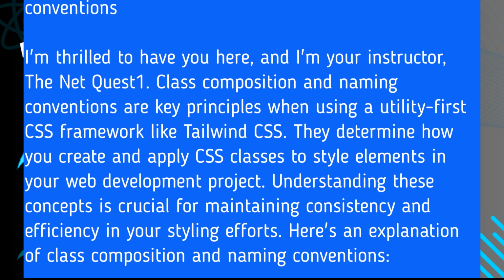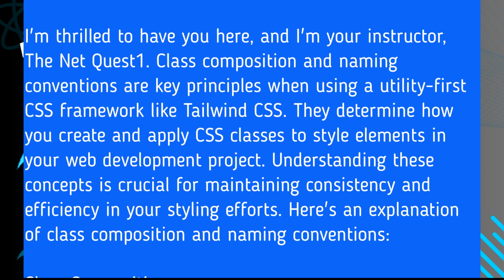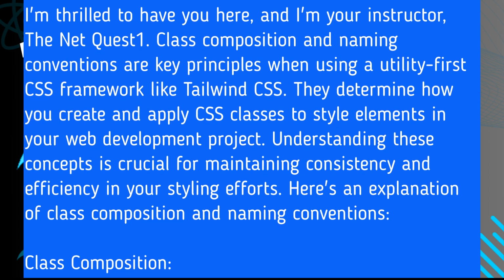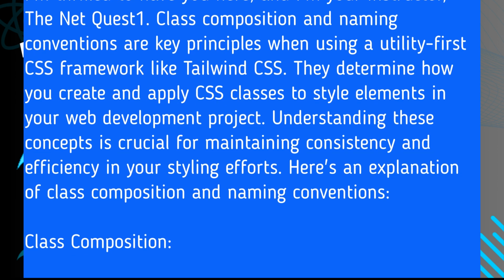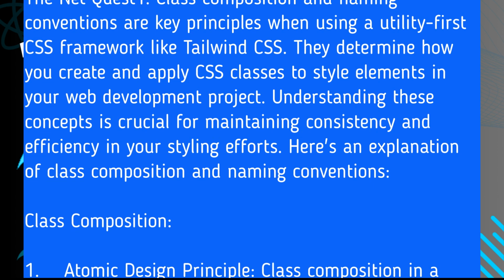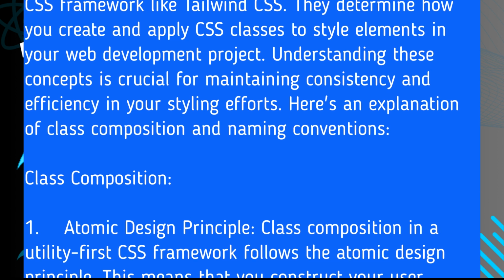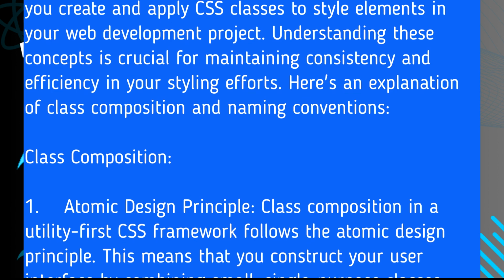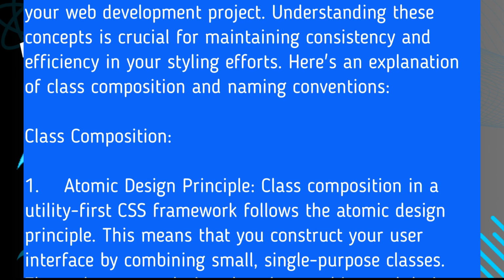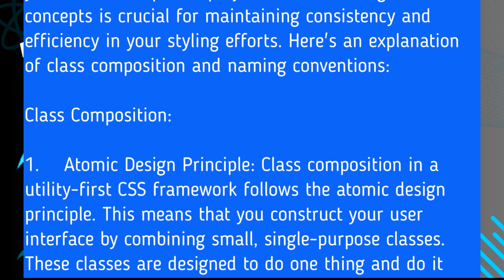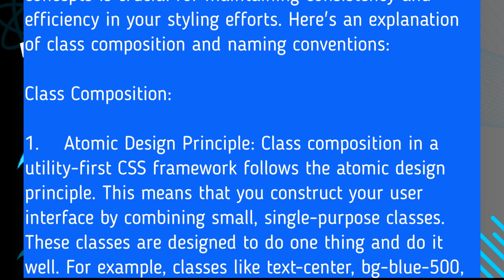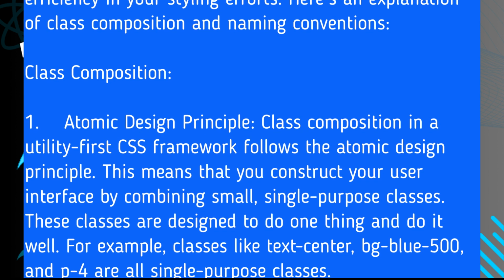Class composition. 1. Atomic design principle. Class composition in a utility-first CSS framework follows the atomic design principle. This means that you construct your user interface by combining small, single-purpose classes. These classes are designed to do one thing and do it well. For example, classes like text-center, bg-blue-500, and p-4 are all single-purpose classes.